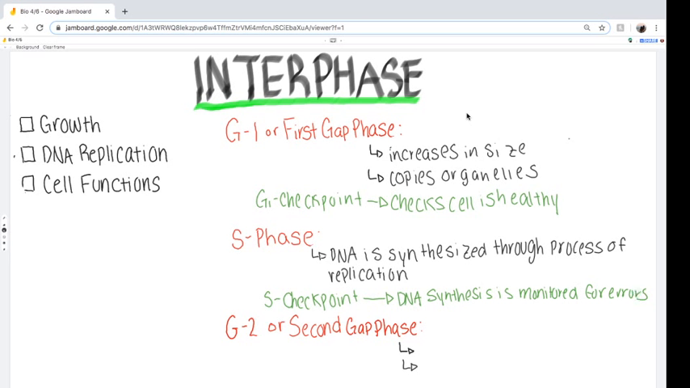Now, the final phase of interphase is called the G2 phase. In this stage, the cell grows more in size and makes more protein. But the most important job of this stage is to get the cell prepared for mitosis. So it grows more in size and prepares for mitosis.